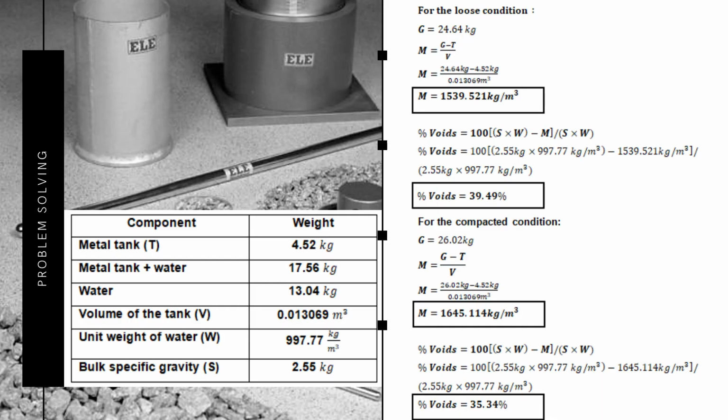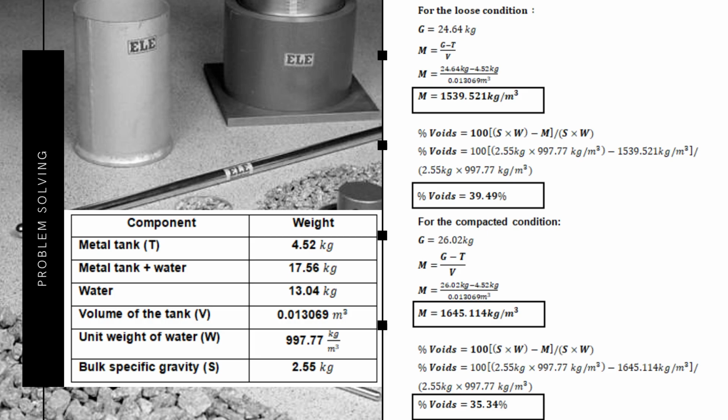So, for the sample problem, determine the bulk unit weight and voids in aggregate in either compacted or loose condition with the given data gathered from the experiment. So, ito yung mga nakuhang data mula sa experiment galing dun sa video, yung nakalagay nito sa table. So, for the loose condition, first step is calculate the bulk density with the mass of the aggregate plus the measure obtained from the experiment.